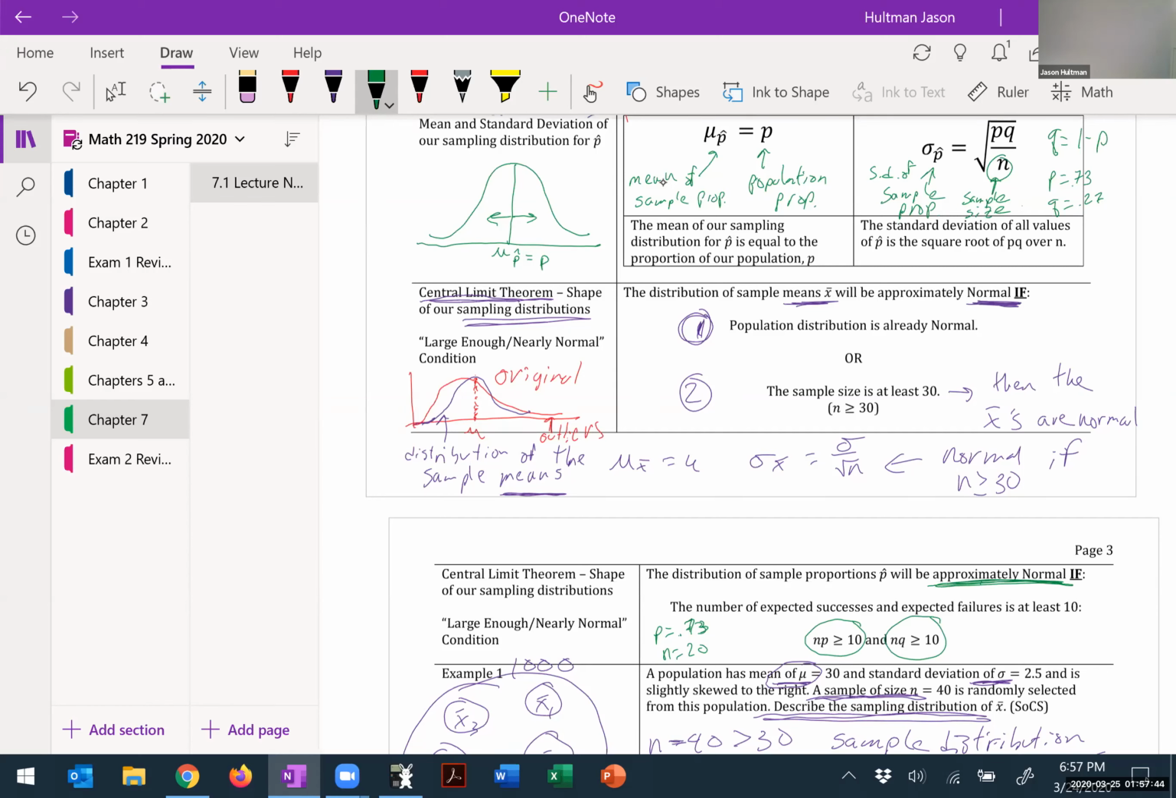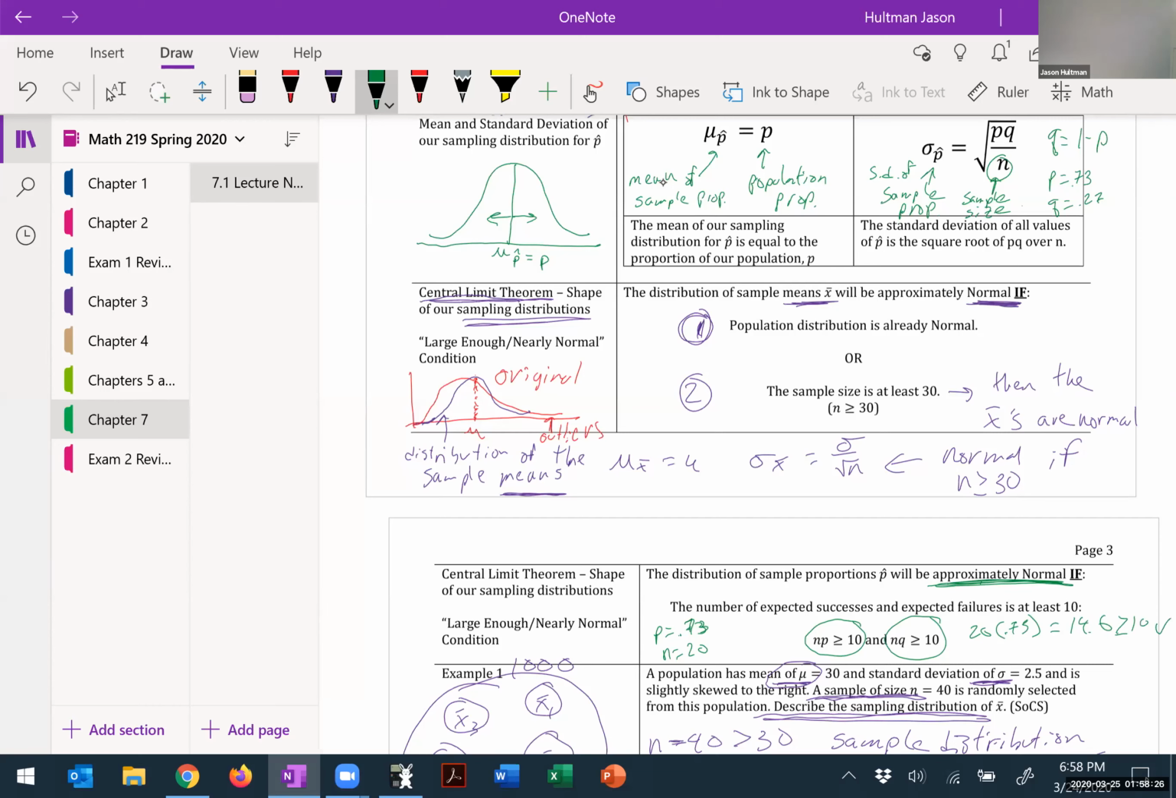It's approximately normal if N times P is greater than 10 and N times Q is greater than 10. So both of them. Whichever one's bigger, if P is bigger than Q, then multiplying P times N is going to be the biggest one. If P is less than Q, then I would go with Q. So 20 times 0.73 is 14.6. Is that greater than or equal to 10?